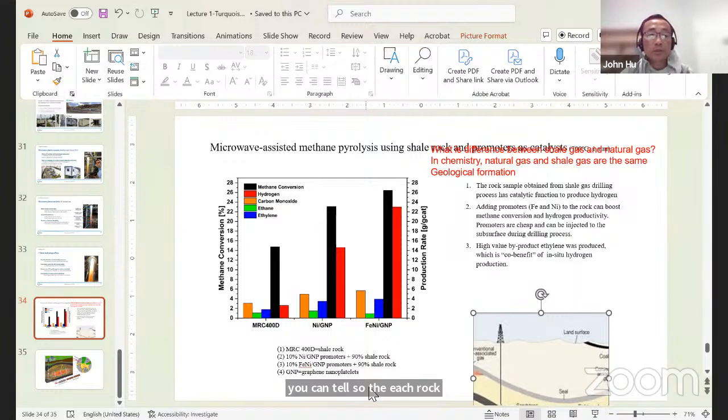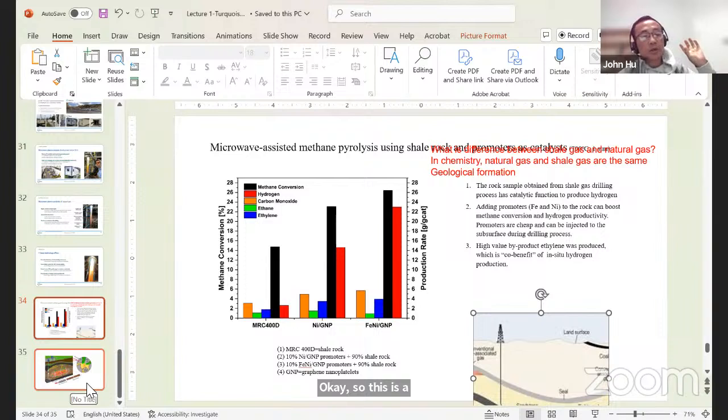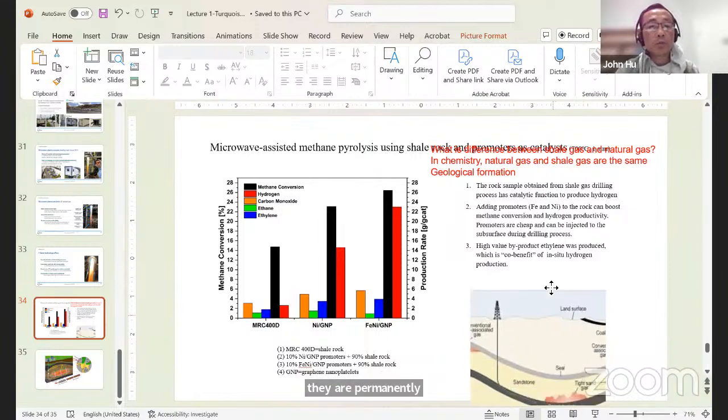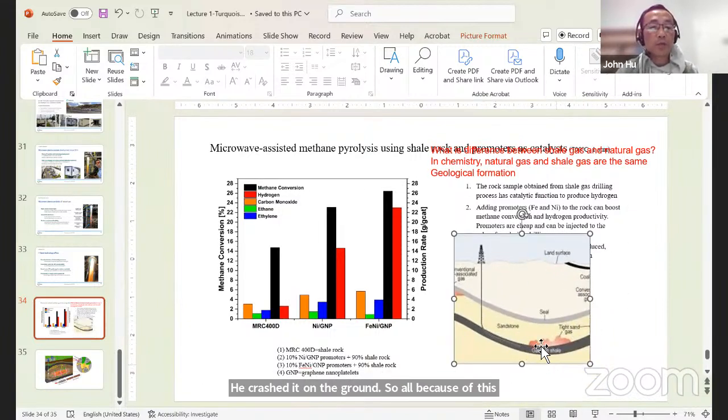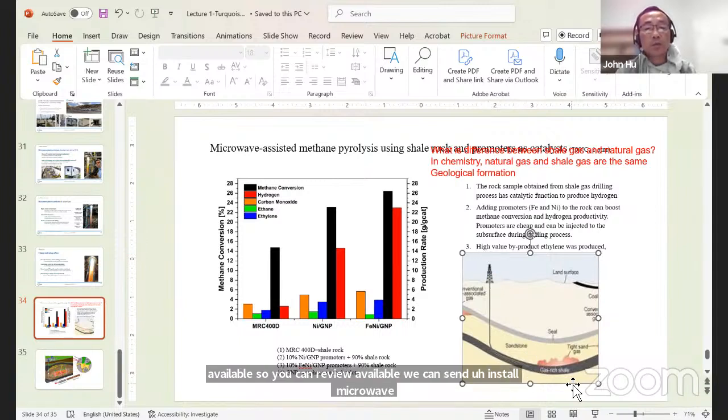Okay. So this is a trend of the future. That means instead of doing the pyrolysis on the surface to produce hydrogen, we go underground. We only need hydrogen, leaving carbon behind. So that means carbon doesn't matter. Carbon nanotube, carbon, they are permanently sequestered underground. All because this drilling becomes available, we can install microwave in the same location along with the drilling.